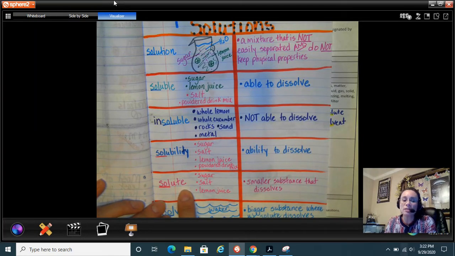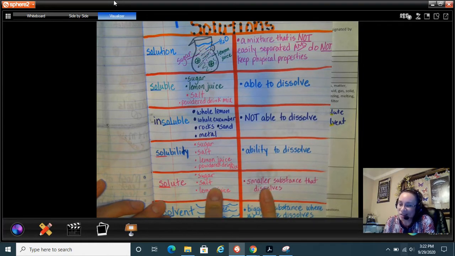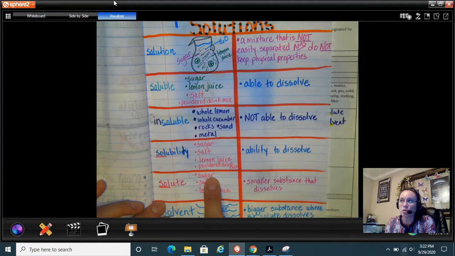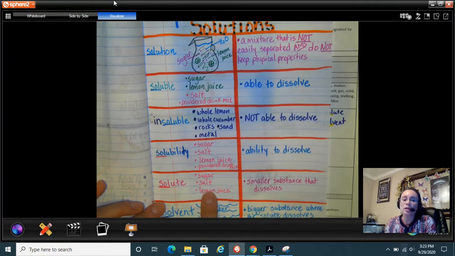A solute is exactly that, whatever is going to dissolve. Okay. So it's the smaller substance that dissolves. So sugar is a smaller substance. You don't put 10 pounds of sugar in a gallon of water. You put very little sugar. What happens if you put too much sugar? It's too sweet. Okay. So salt is a solute because it has the ability to dissolve and it's the smaller substance in water. Lemon juice is a solute because it's the smaller substance that dissolves. Okay, you put a little bit of lemon juice in your lemonade. You don't put like 100 freshly squeezed lemons in your lemonade.